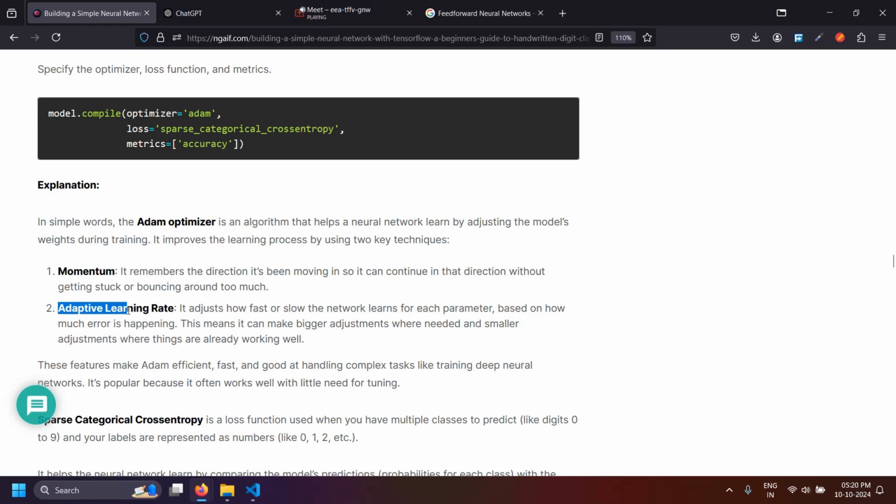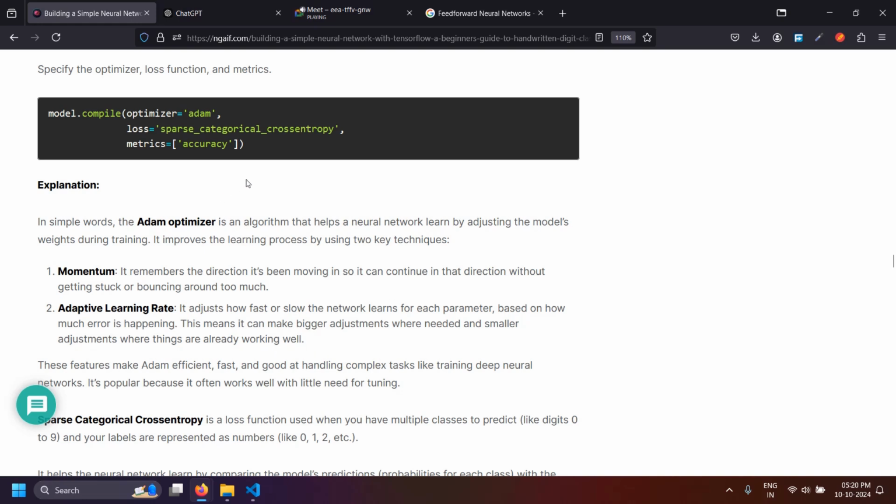And the second part is adaptive learning rate. It adjusts how fast or slow the network learns for each parameter. So you can control even the speed based on how much error is happening. It will check if there is error, then it can adjust the speed. This means it can make bigger adjustments where needed and smaller adjustments where things are already working well.